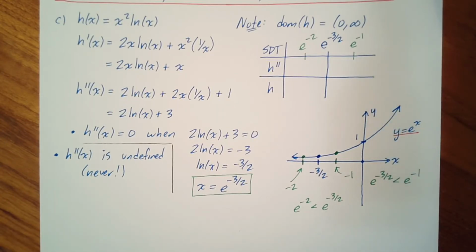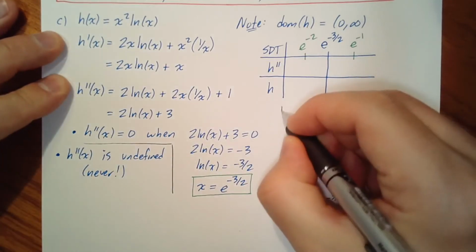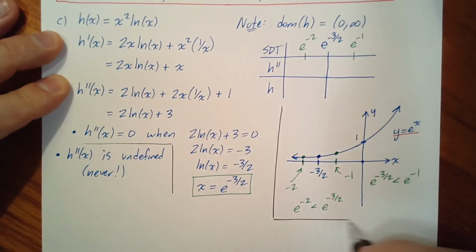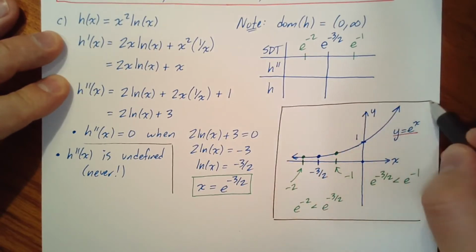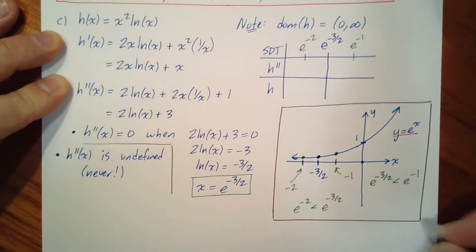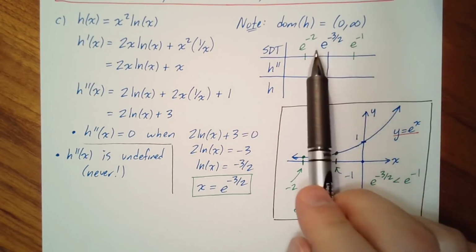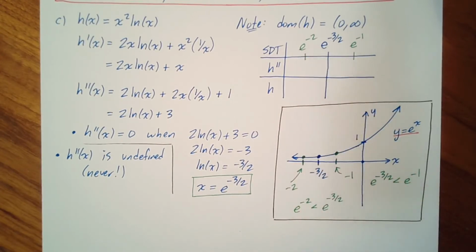Okay, well let's actually plug them in then. Let's plug those values in and figure out the sign of h double prime so we can get the concavity. So this graph was just some side observations that we could use to justify our choice of sample points here.